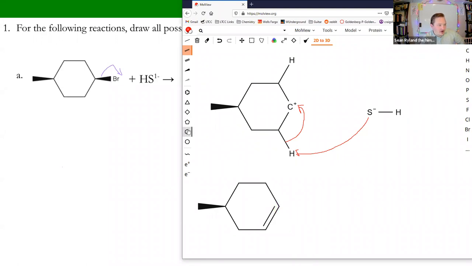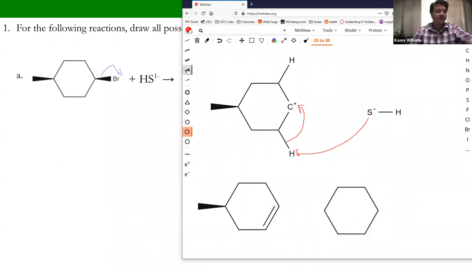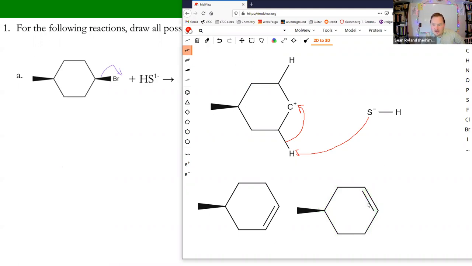And then the other product would be the exact same product, except the beta carbon that we're pulling a hydrogen from is the top one, which looks like the same molecule, but these are two different stereoisomers, right? Because now this carbon on the left-hand side is the stereo center and could have R versus S. So again, very subtly different.